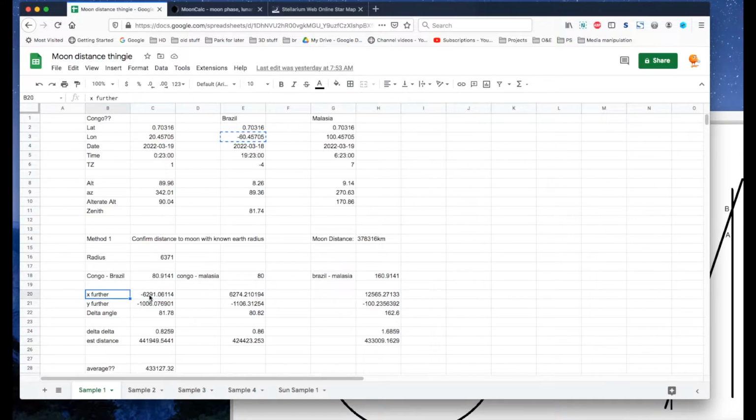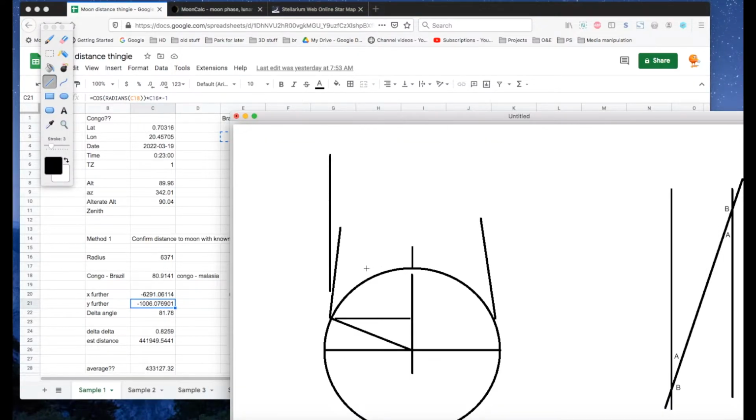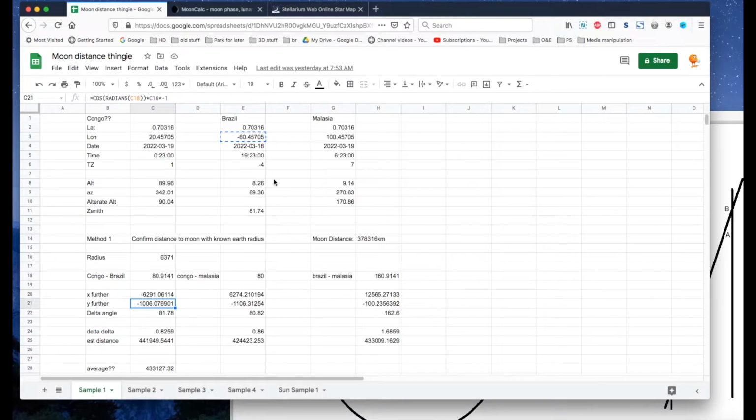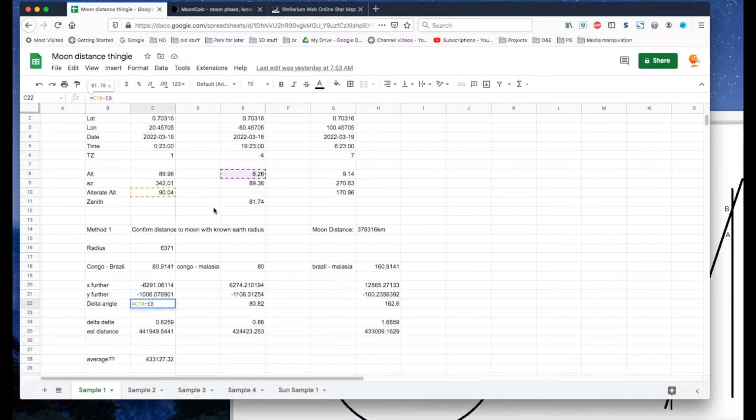I wanted to calculate the x component and the y component, which would be the x over here and the y like this. And so you can see that the difference between Congo and Malaysia is positive x, and the difference between Congo and Brazil is negative x. I'm not really using the y. I was thinking of using that for something else. I might rework this spreadsheet before I make it available. So now the next thing was I wanted to calculate the difference in the angle.